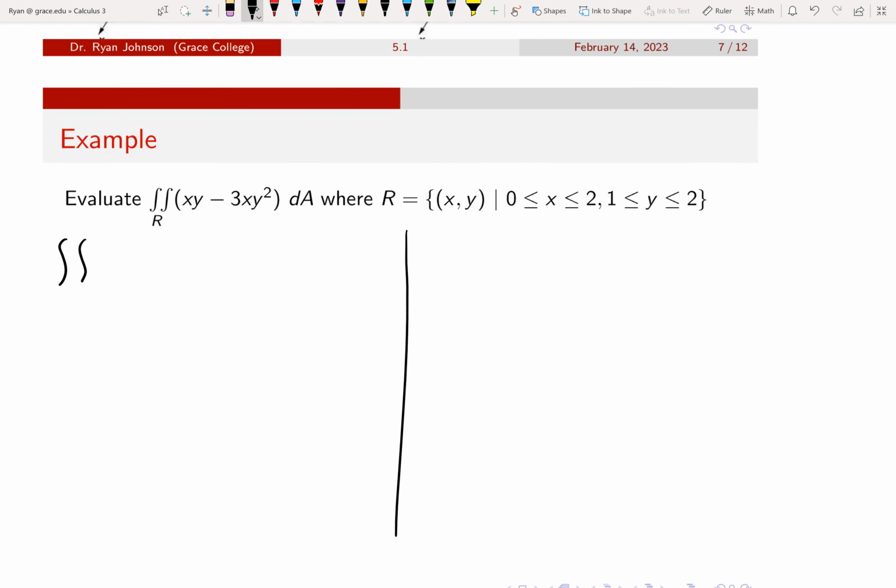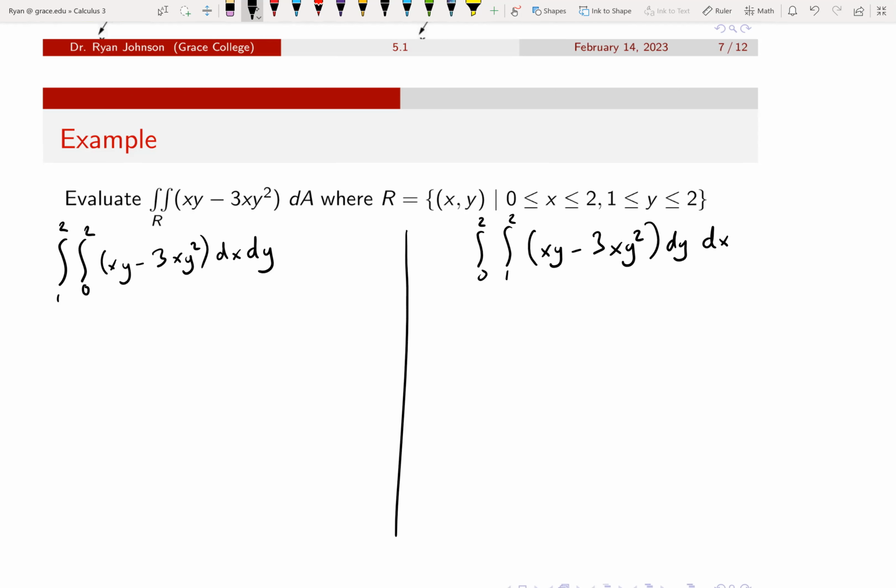Let's do x's on the inside on the left and y's on the inside on the right. So x's on the inside would be x's go from 0 to 2, y's go from 1 to 2, and you've got xy minus 3xy squared. x is on the inside, y is on the outside. I could also do it 0 to 2, 1 to 2, and xy minus 3xy squared. y is on the inside, x is on the outside.